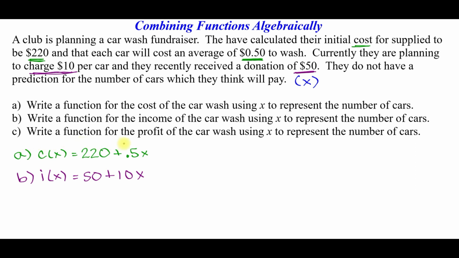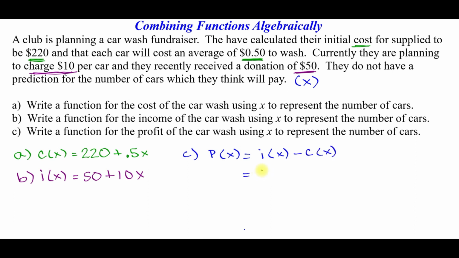And then C, we want to write a function for the profit. So my profit, remember, is going to be all of my income minus my costs. So for C, my profit function is going to be my income function minus my cost function.